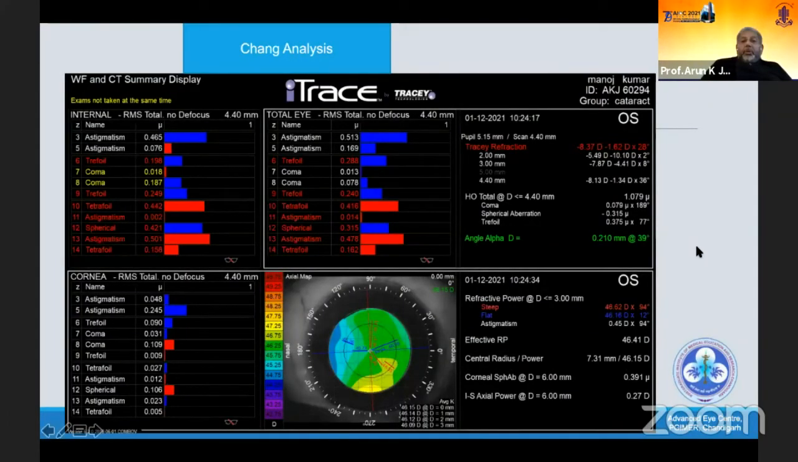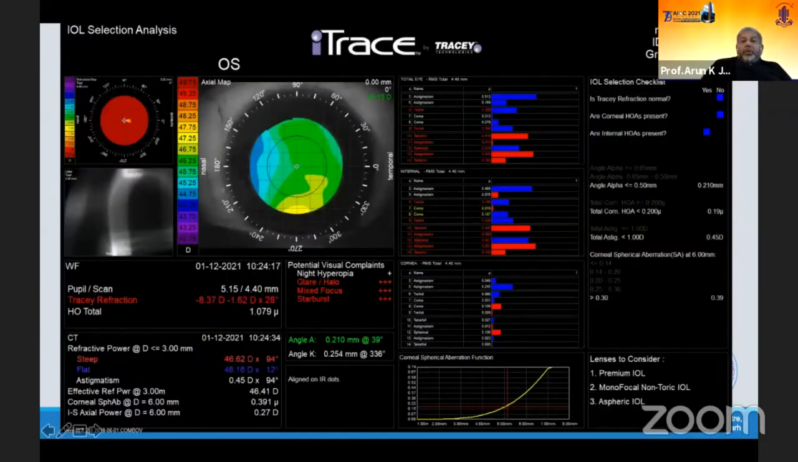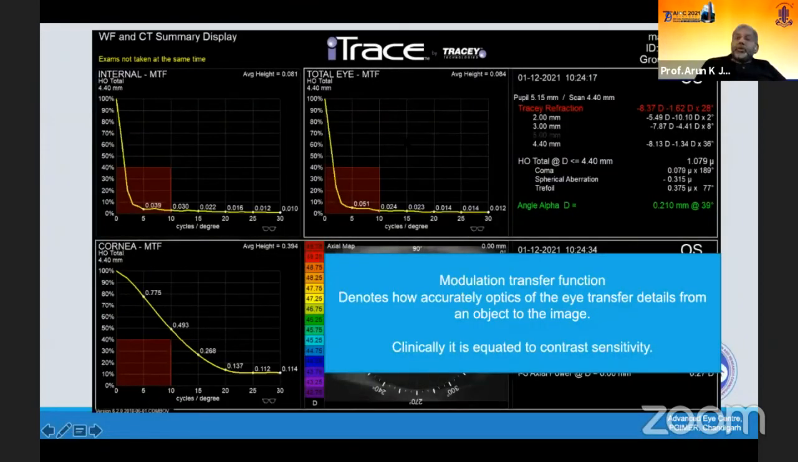So this is the Chang analysis showing the same thing, very high internal aberration. And in this case, the angle alpha is within normal limits. So in this case, the corneal aberration is to the tune of 0.39. So in this case, we would like to choose an IOL with, like, 0.27 micron of asphericity. One can choose any IOL, but with asphericity of maximum negativity, and the modulation transfer function shows the cornea is good, internal is less, and we did a surgery in this case.